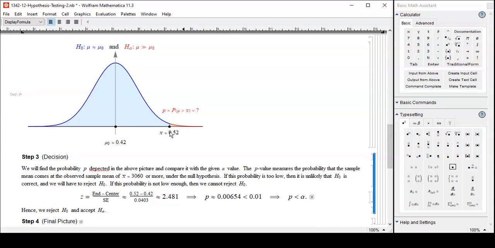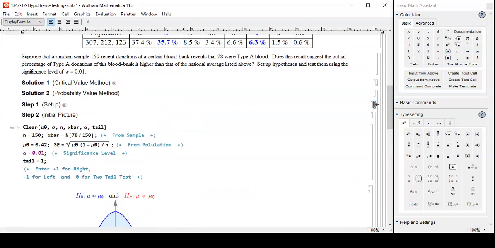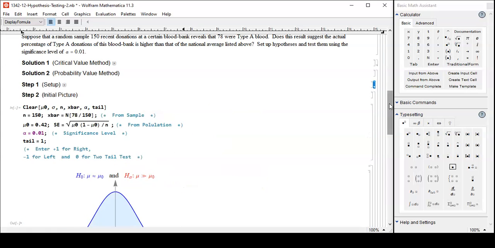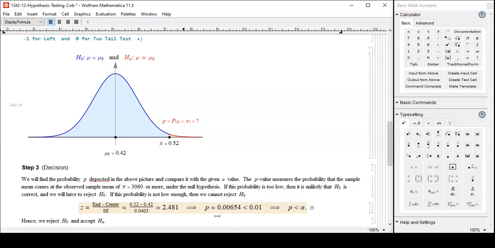So Z is the observed value minus the center over SE: 52% minus 42% over the SE computation we did. You see, the SE computation, this one, 0.04029989, so 0.0403. Do this computation, you end up with 2.481. Look up the Z table and get your probability. You're going to end up with something smaller than 1%. Smaller than 1%. What does that mean?